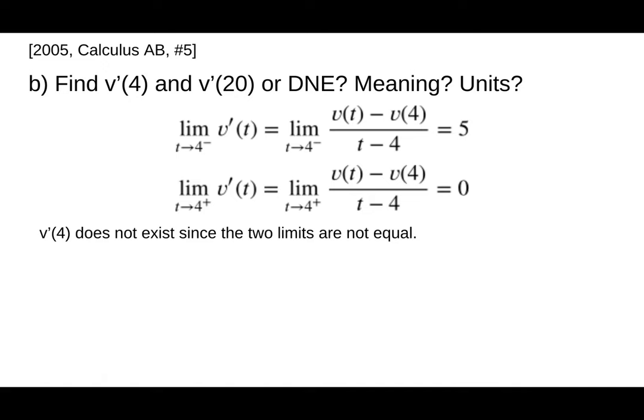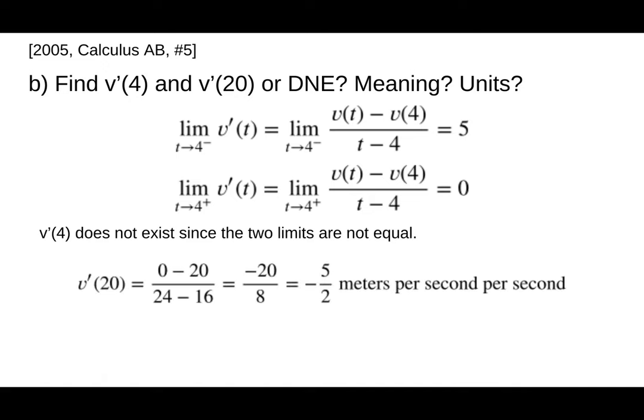Now I can do the same thing for t approaching 20, but I don't really need to. If you look at the graph for v of t, there's no corner or cusp at 20, so it's just part of a line segment.